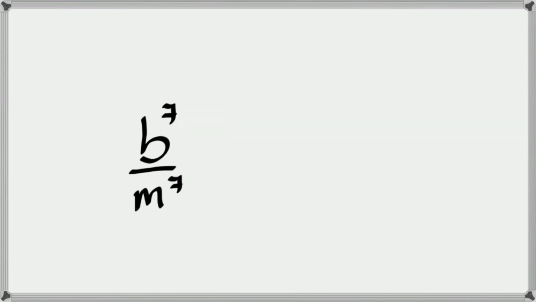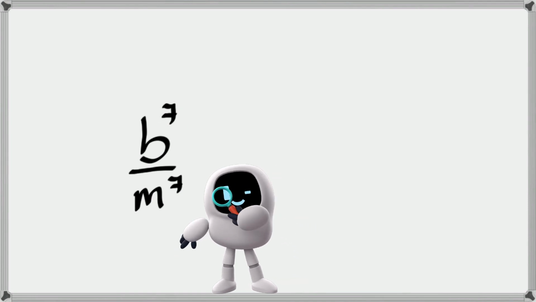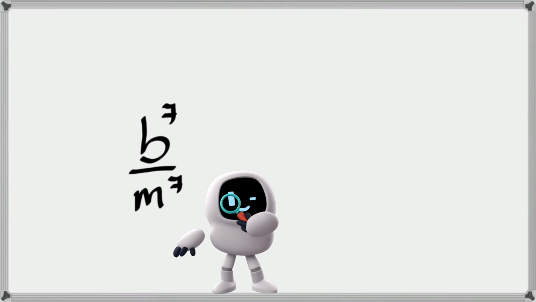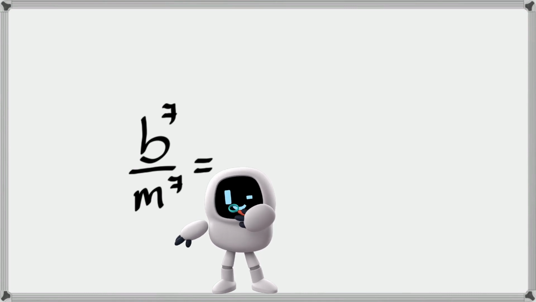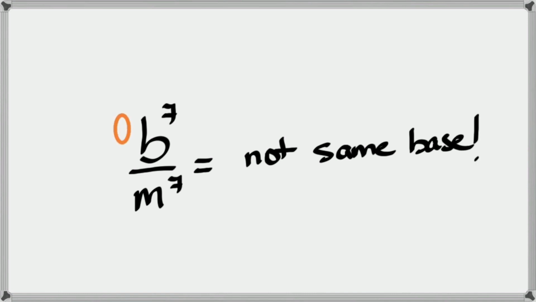Now take a look at the following expression. Would you be able to reduce or simplify b to the seventh over m to the seventh? Not trying to trick you, but to remind you, they are not the same base. So there is nothing that we can do; it is as simplified as it can get. So be careful and make sure that the first thing you do is take a look at your bases before you use either product or quotient rule.